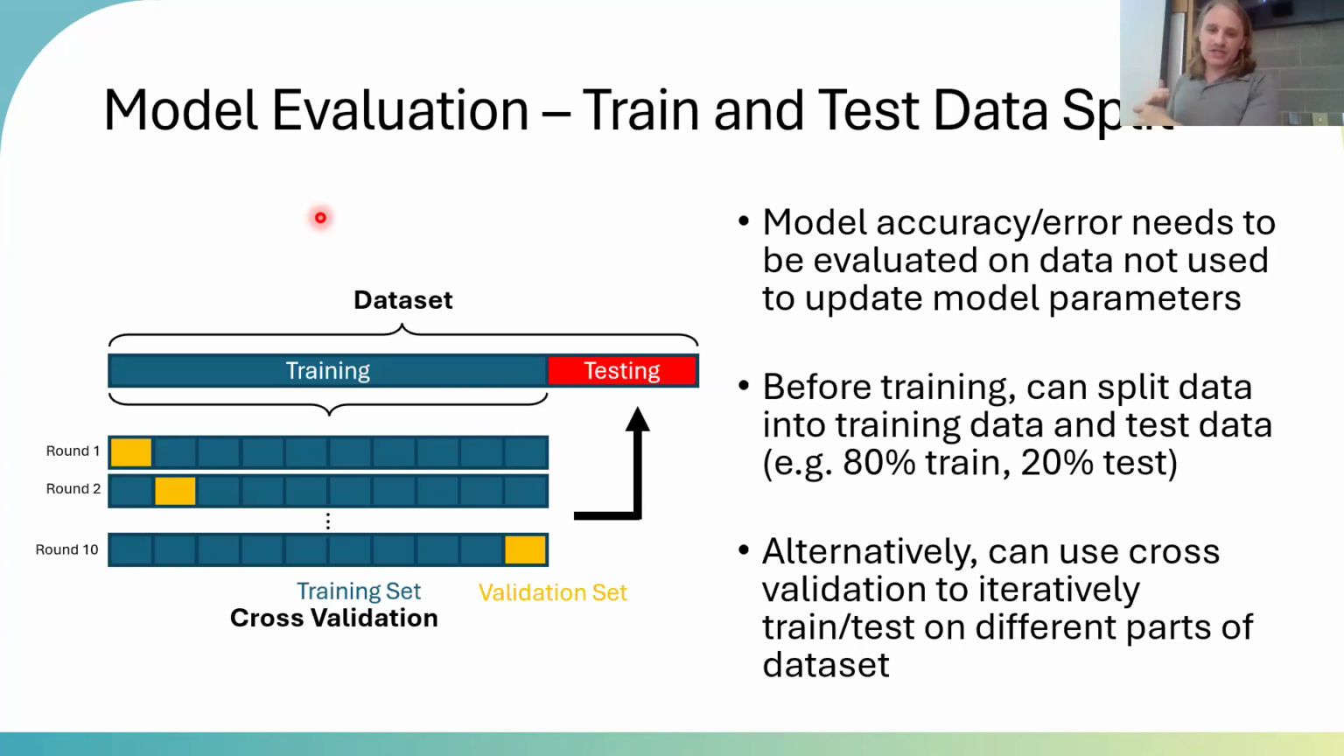There is another way to do this using what's called cross-validation to iteratively construct your train and test set. But I'm not going to go into too much detail on that right now because I know we're already getting close to 5 o'clock.